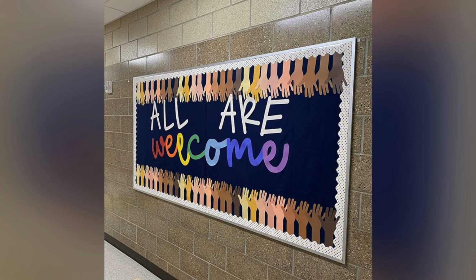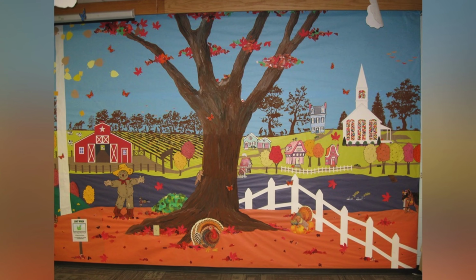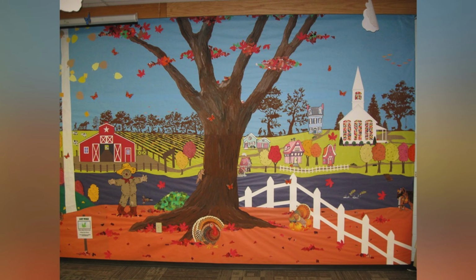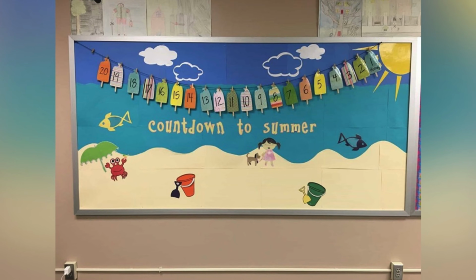Handprint leaves. Have students trace their hands on fall-colored construction paper. Cut them out and use them as leaves on a tree or scattered around the board. This adds a personal touch and is a fun activity for younger students.